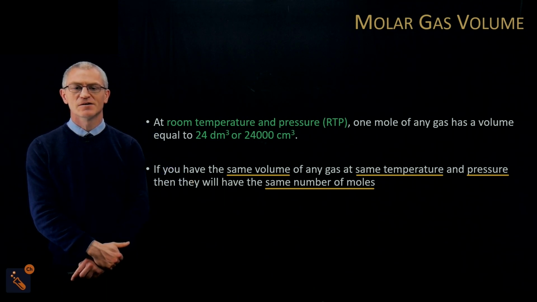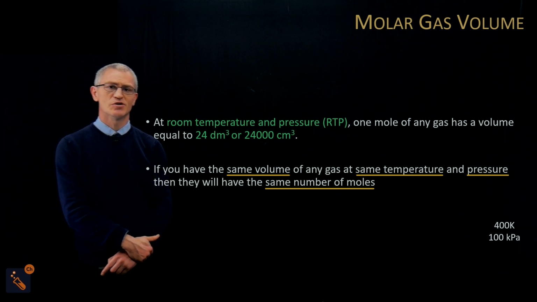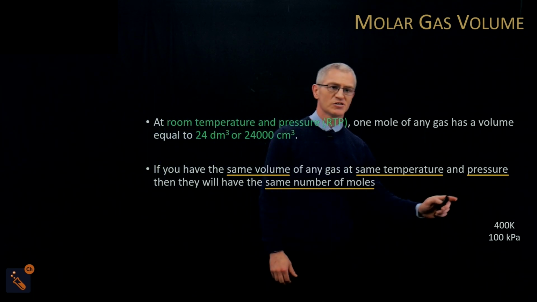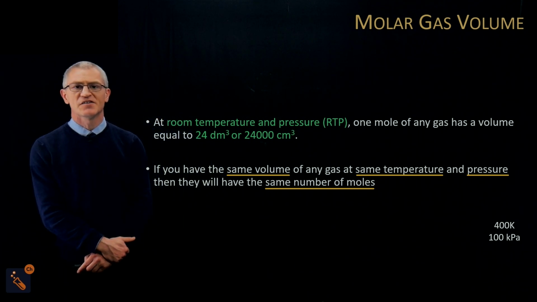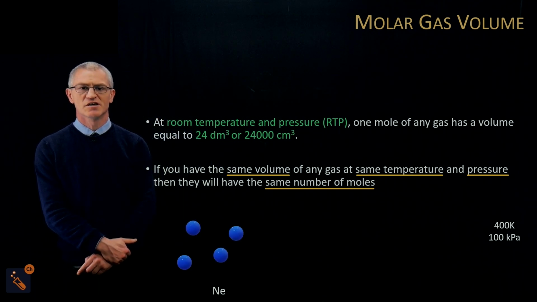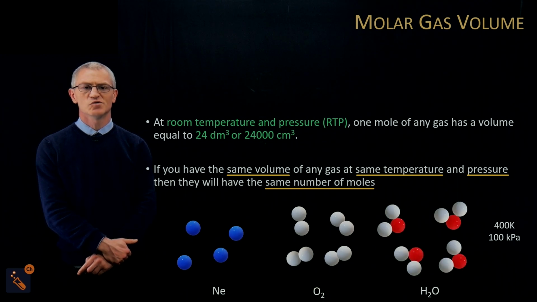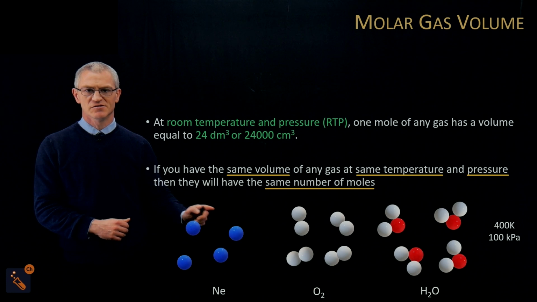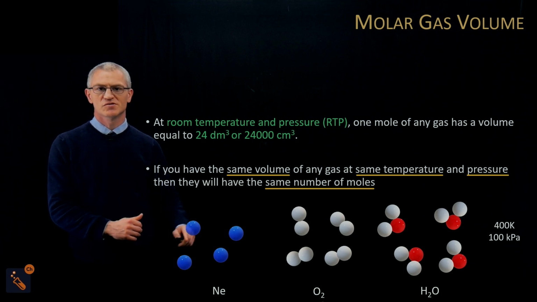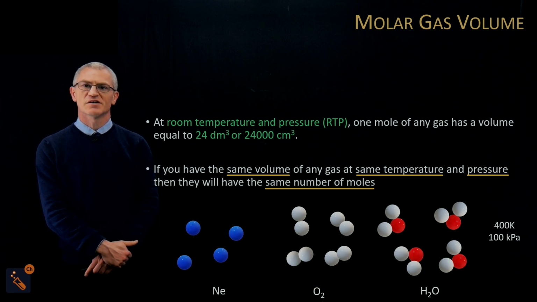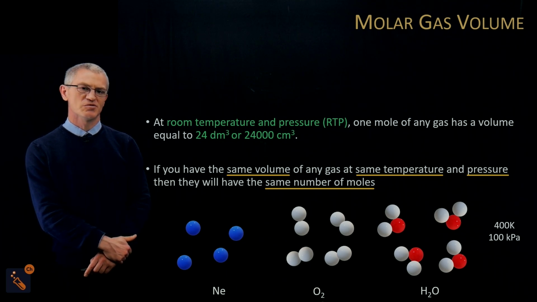But let's look at this pictorially. Let's just say I set my temperature and pressure to 400 and 100 kilopascals. Okay, and then I take 3 samples. So I've got neon, and I have oxygen, and I have water. Now these are not to scale, so if you're looking at the number of balls we have, or molecules, they're not to scale. They're just simplified to help you understand.